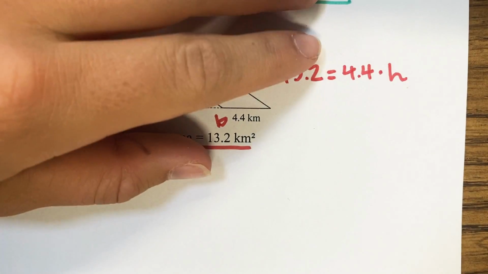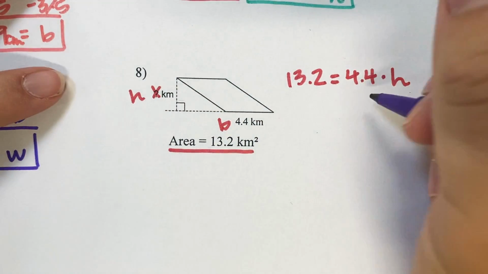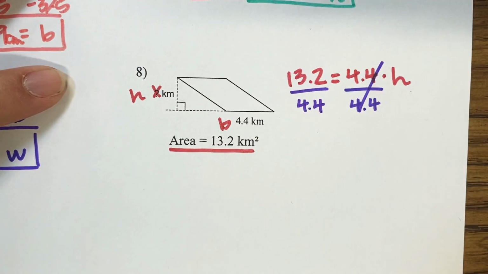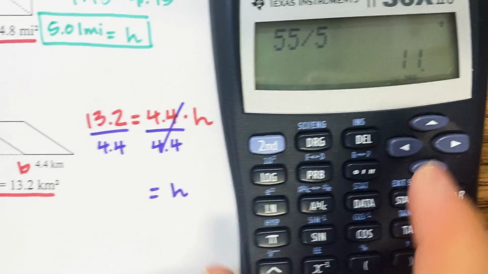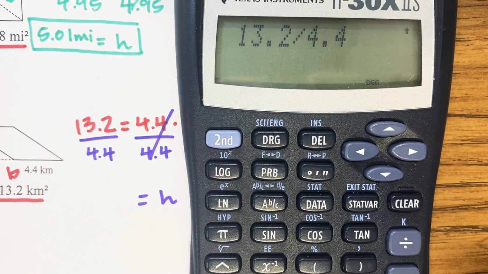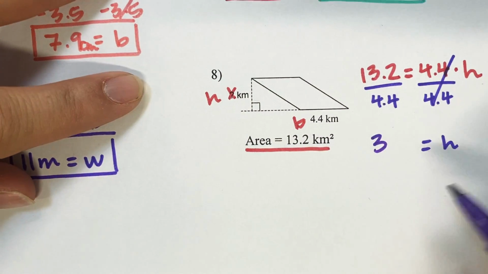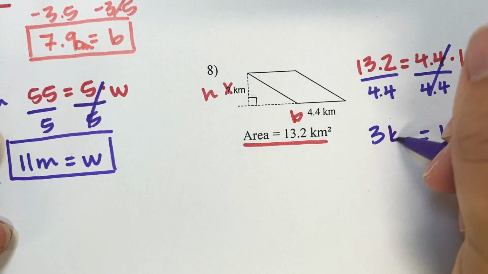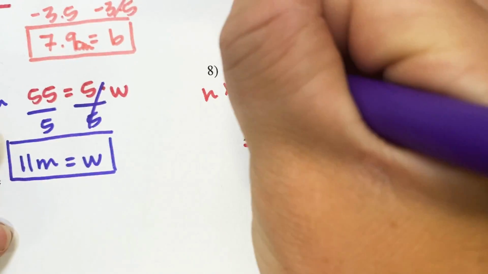Okay, and there's only one thing I got to do to get H by itself. What is the opposite of times by 4.4? We're going to divide by 4.4. Okay, so I'm going to get H all by itself. And what do I get over here? Well, let's plug it in. 13.2 divided by 4.4. And I get a nice and pretty 3. Okay, 3 what? What are my units of measurement? km for kilometers. So my height is 3 kilometers.